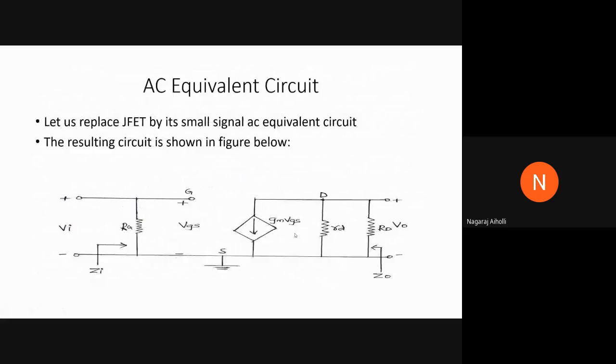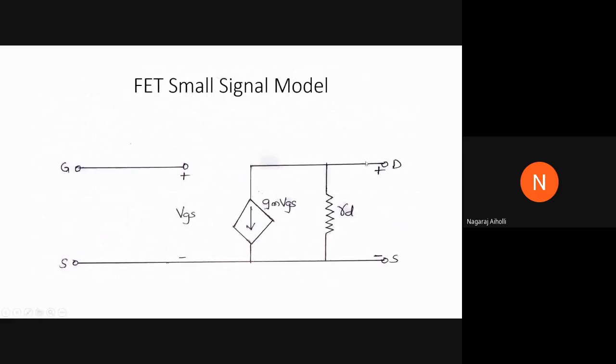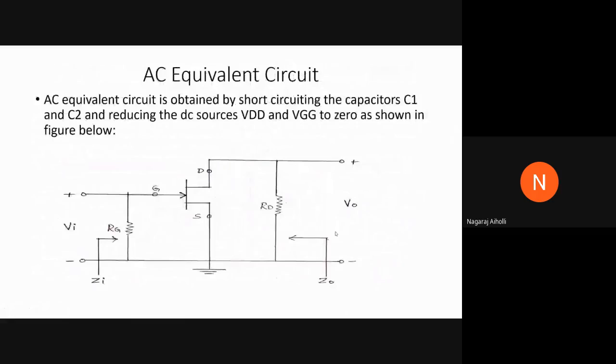Now let us replace the JFET by its small signal AC equivalent circuit, as I discussed at the beginning. So this is the AC equivalent circuit, the small signal model for the FET. We have VGS, gm VGS, and resistance rd at the output. The same will be used in drawing the AC equivalent circuit for the JFET circuit which we are discussing now.